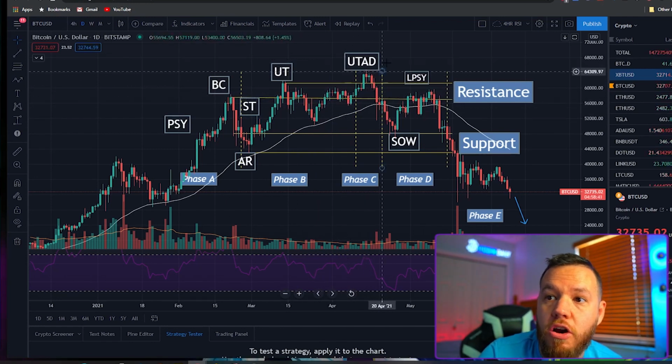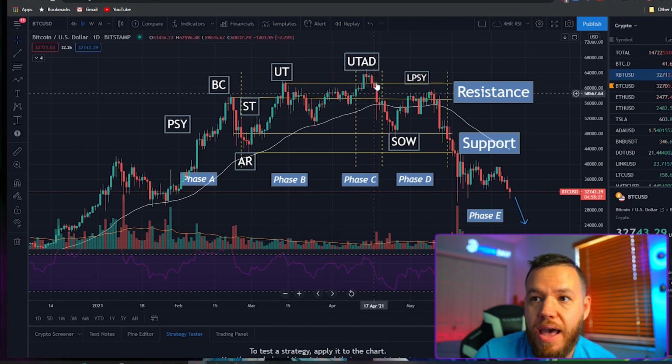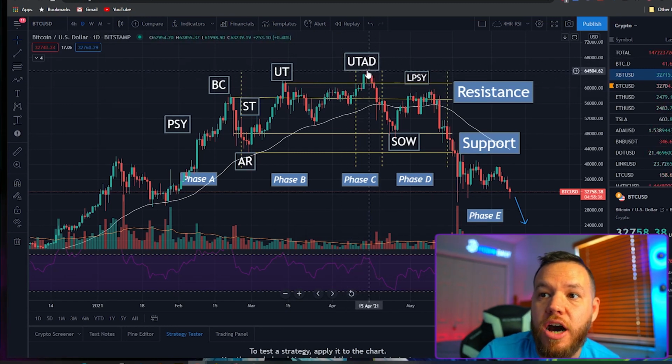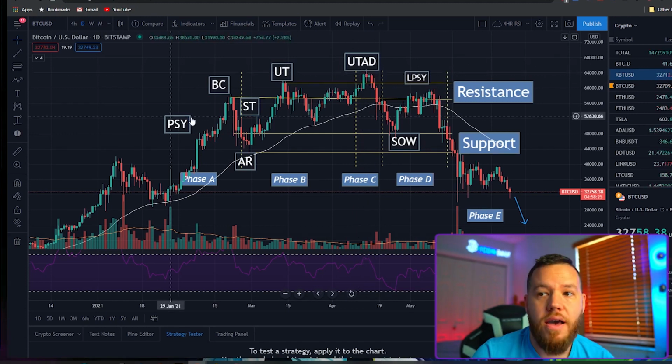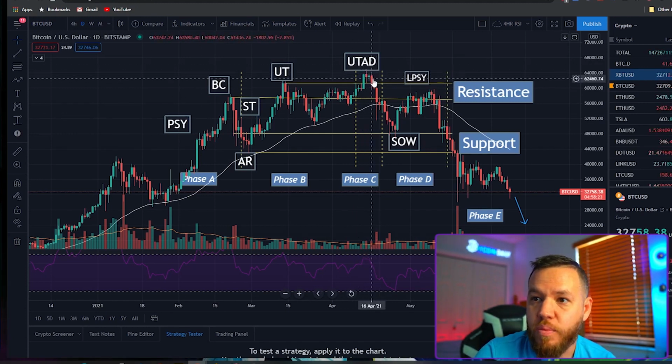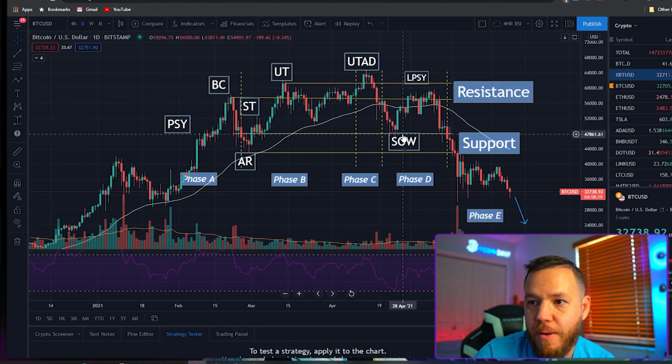This marked our all-time high here in Bitcoin as we hit phase C, which is the upthrust after distribution phase. After we hit phase C is when we basically just started seeing a bunch of red here and dropped all the way back down from $65,000 to about $47,000.